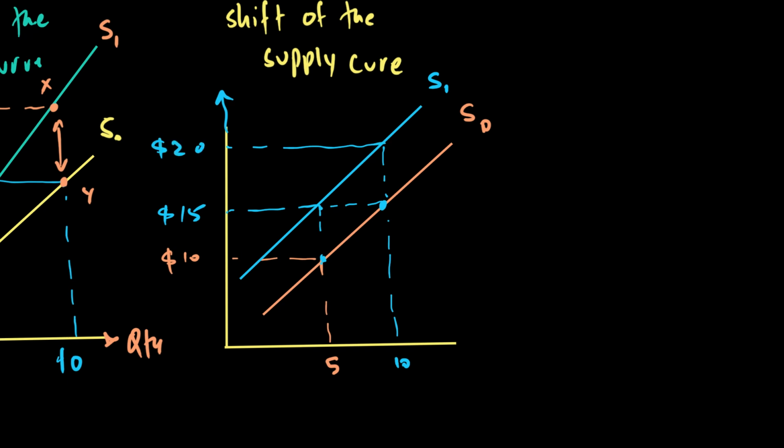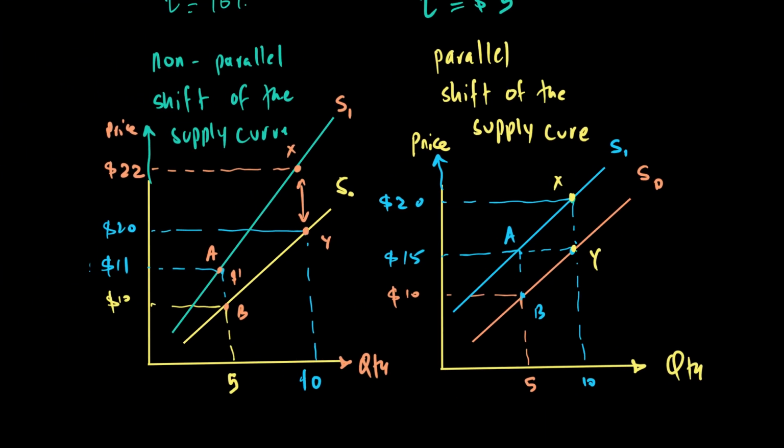So the distance, let's say AB, is equal to this distance, XY, and that distance is $5, which is the amount of the tax. That's why it's a flat tax which results in the supply curve shifting backwards. So one thing to remember: ad valorem tax is a percentage tax, therefore a non-parallel shift, while a specific tax is a flat amount of tax, which means it's a shift backward or upward by the same amount, so it's a parallel shift.